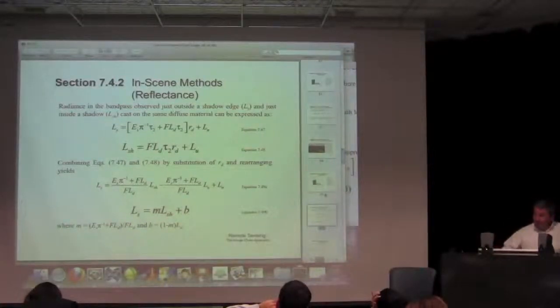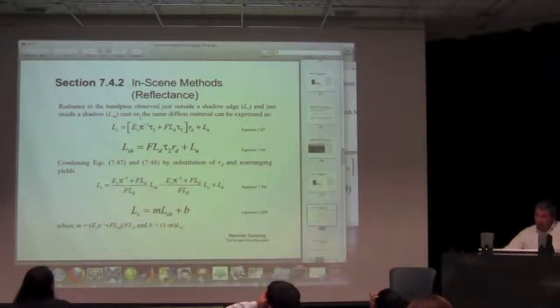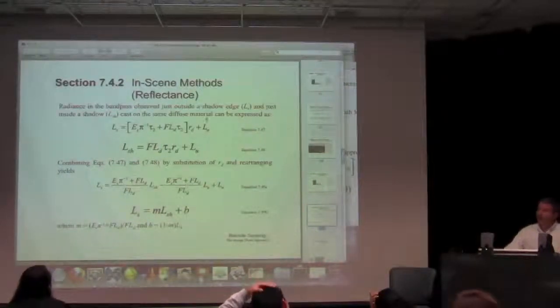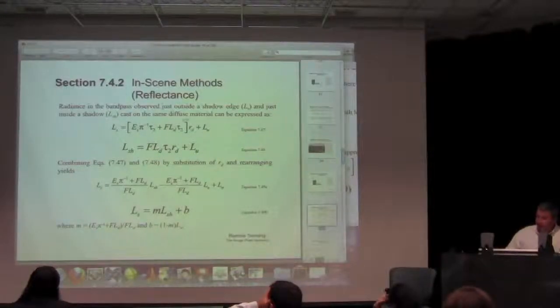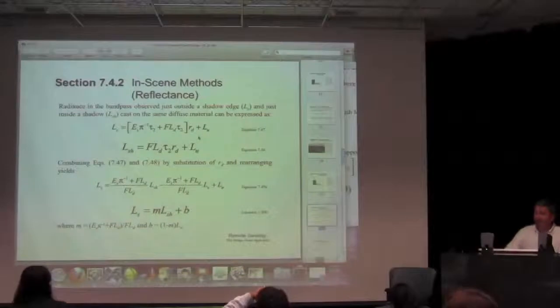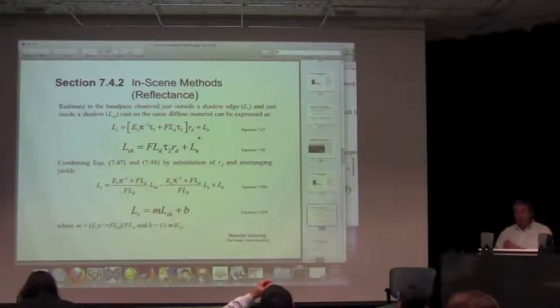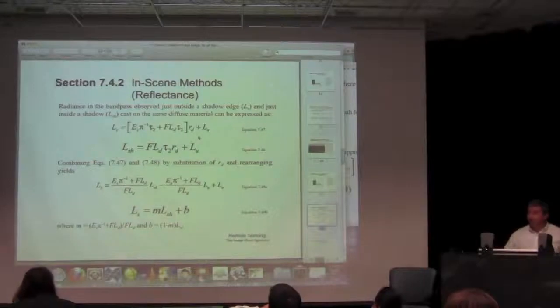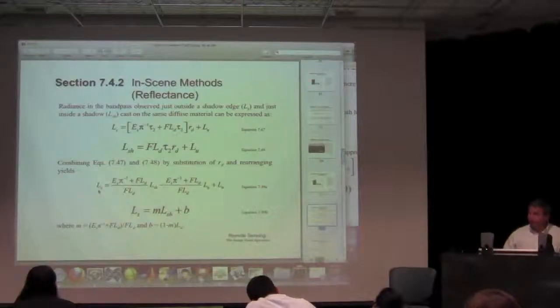The radiance of the bandpass observed just outside the shadow edge is just like we talked about right here. And when you cast that onto a diffuse reflectance material, this again makes some assumption about the material that you're looking at just inside and just outside of that shadow, that it's diffuse. You wind up with the L in the sun being this and L in the shadow being this from the previous slide. So combine those two equations by solving on the one constant. The constant between those two equations is RD. We know that's not going to change. It's the same material. So equate these based on RD, and we wind up with an equation that is L sub S, the measurement that we made in the sun, equals this mess over here on the right-hand side.